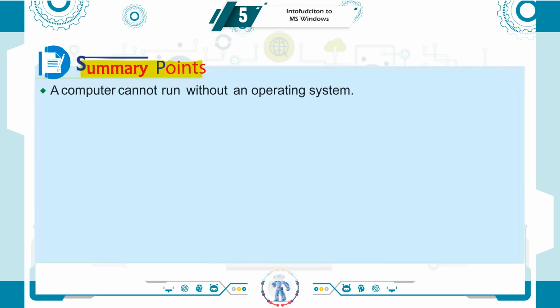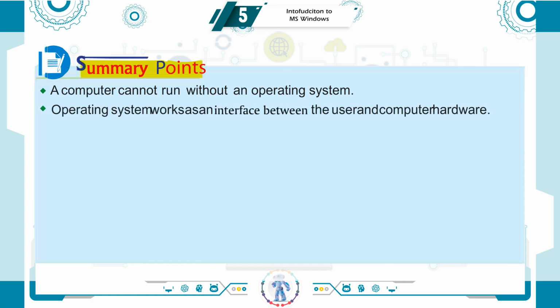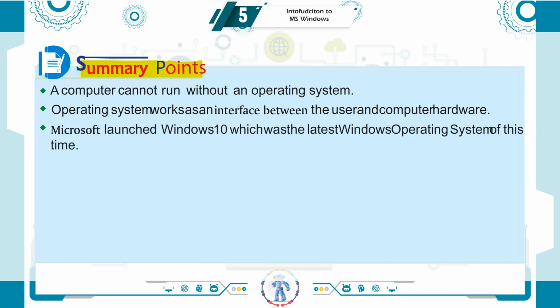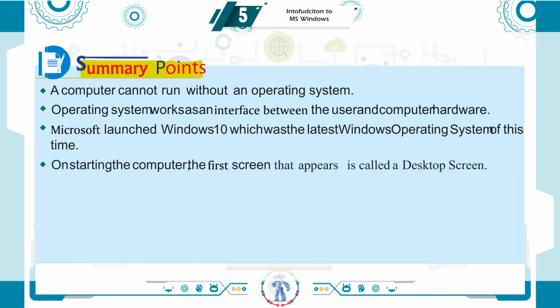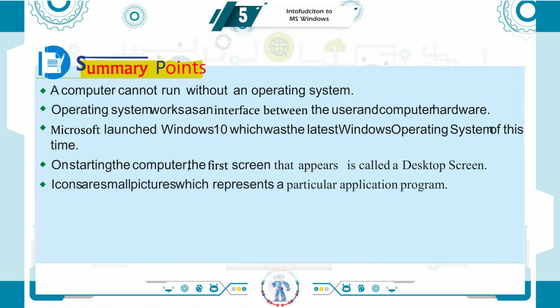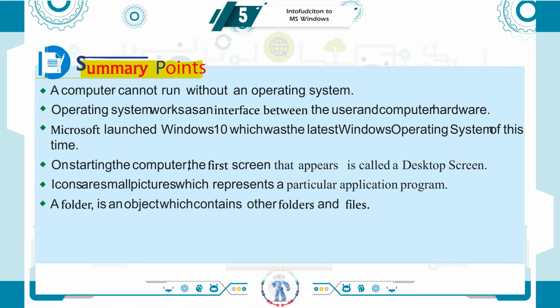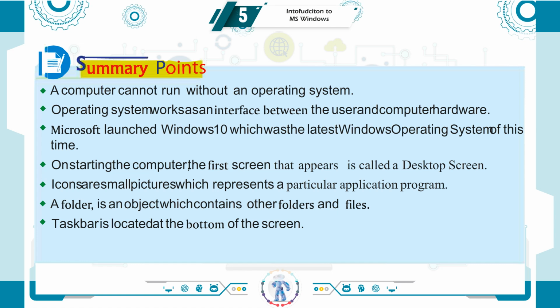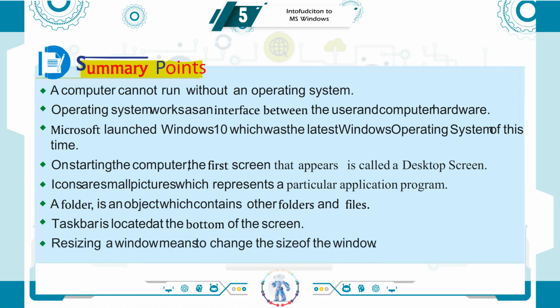Summary points. A computer cannot run without an operating system. Operating system works as an interface between the user and computer hardware. Microsoft launched Windows 10, which was the latest Windows operating system of this time. On starting the computer, the first screen that appears is called a desktop screen. Icons are small pictures which represent a particular application program. A folder is an object which contains other folders and files. Taskbar is located at the bottom of the screen. Resizing a window means to change the size of the window.